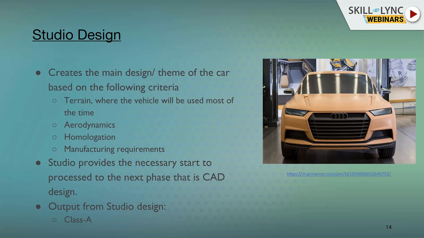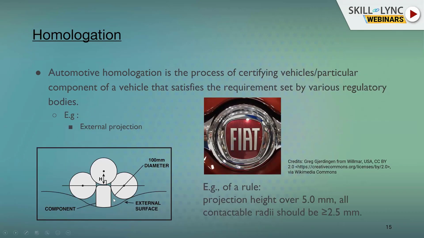And what are the aerodynamic feature requirements of the vehicle, and homologation requirements of the particular market, and manufacturing requirements. Furthermore, when the clay model is ready, a 3D scanner is then used to generate a computer model, and from that a surface model is developed, which is called class A. So moving on to homologation.